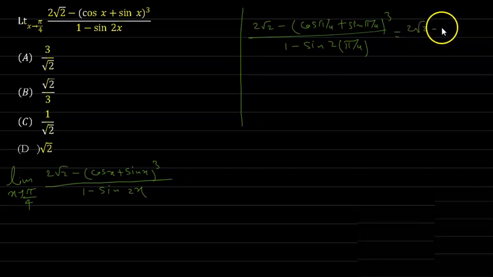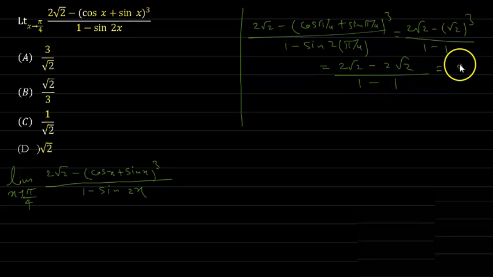It is (2 root 2 minus root 2) whole cube divided by 1 minus sin pi by 2. The value of sin pi by 2 is 1, and root 2 cube is also 2 root 2. That means 2 root 2 minus 2 root 2 divided by 1 minus 1 is equal to 0 by 0. So it is of the form 0 by 0, that means indeterminate form. So to evaluate the limit, apply the L'Hospital rule.